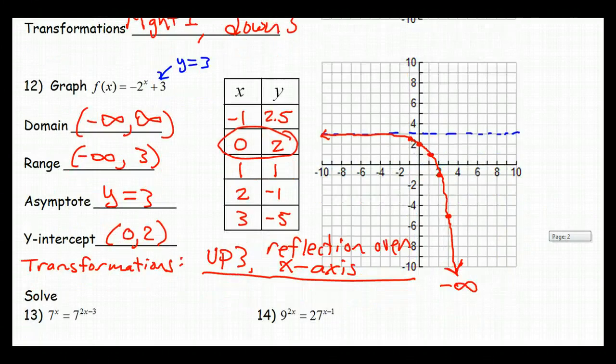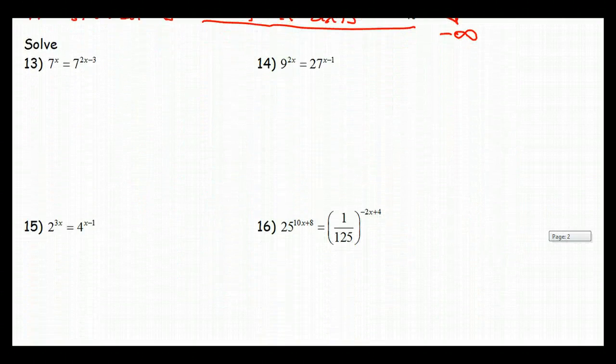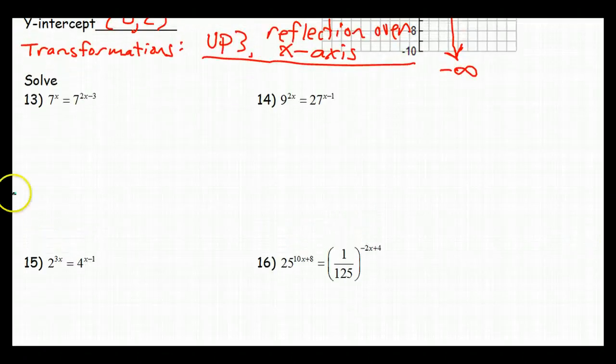Alright, so those are the 2 transformations. Now we just got to solve these little equations. Solving this first equation is going to be really simple. If the bases are the same, then the exponents are the same. So we can go ahead and set these equal to each other like so.